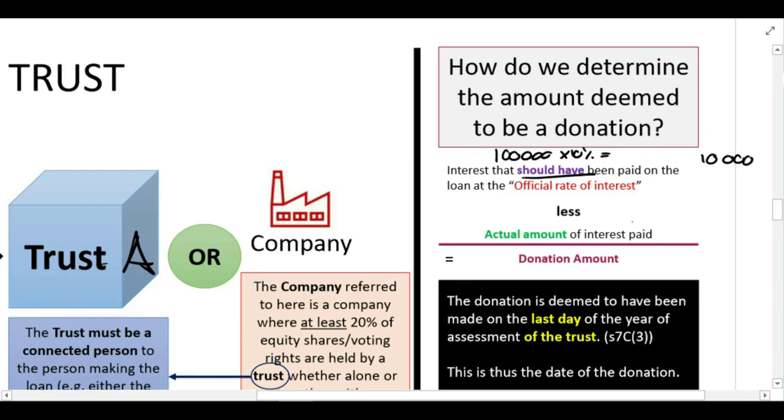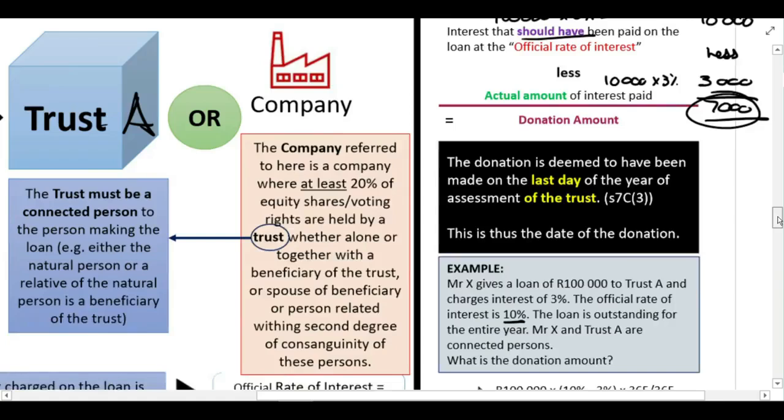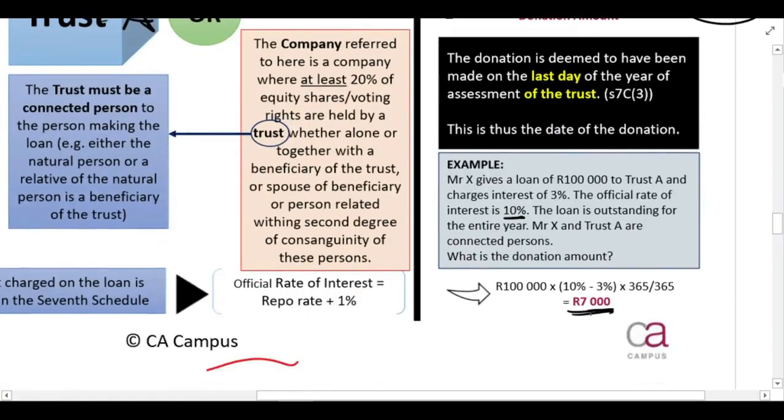What is the interest that was charged? 10,000 times 3%, so 3,000. So 10,000 less 3,000 gives us 7,000. That 7,000 is considered a donation that was made on the last day of the tax year. So you will still be able to apply all of your exclusions. If you haven't used your annual exemption and exclusion yet, all of those things will still apply. It's considered basically you paid it in cash.